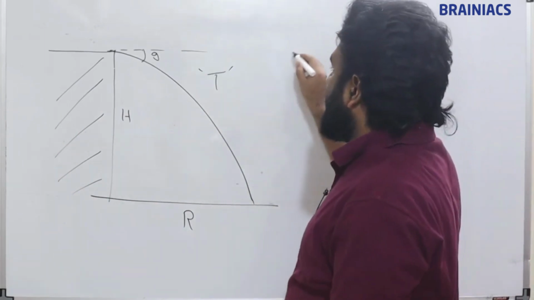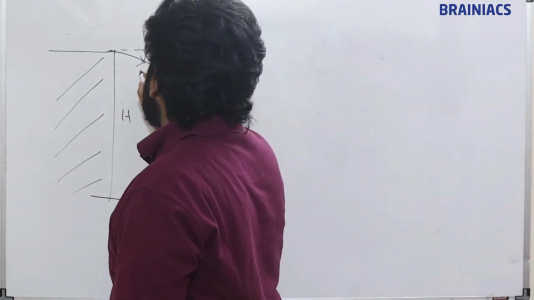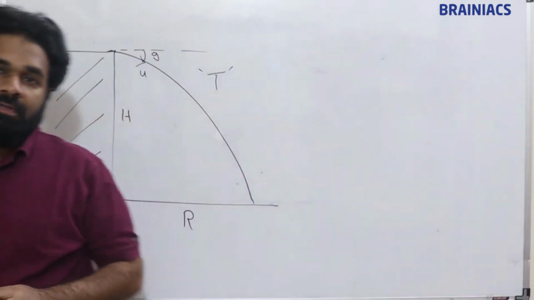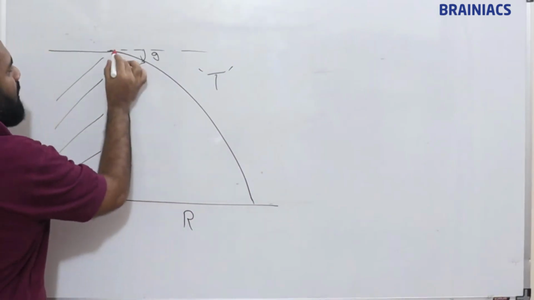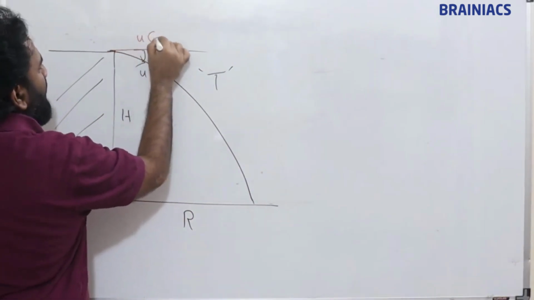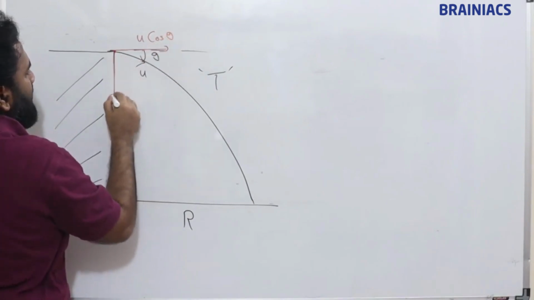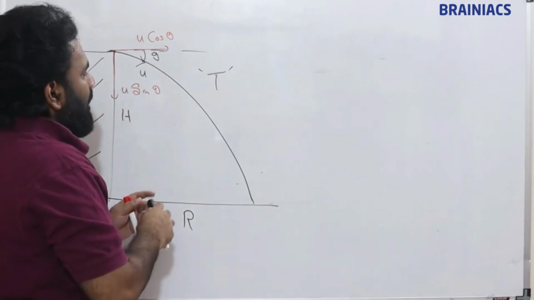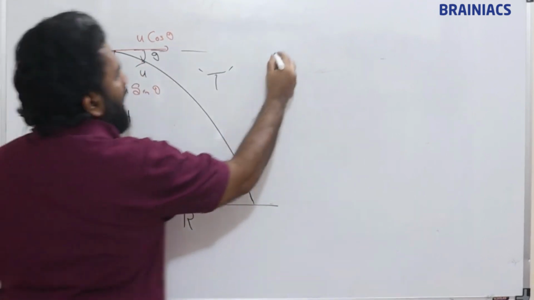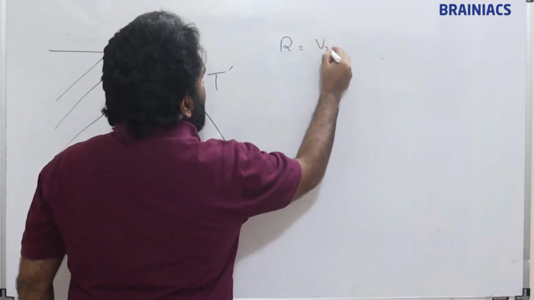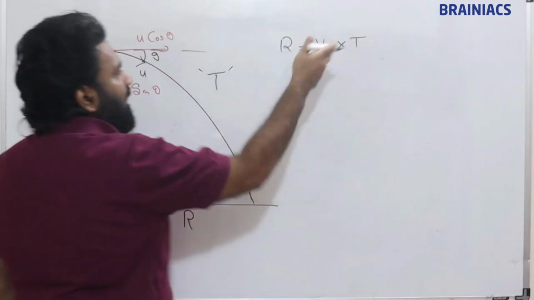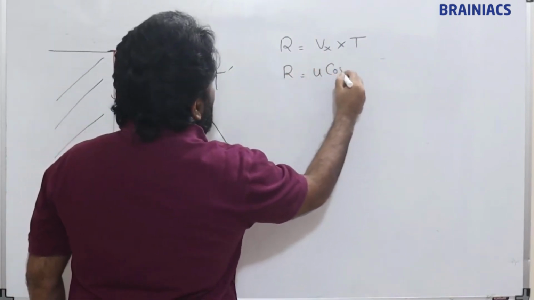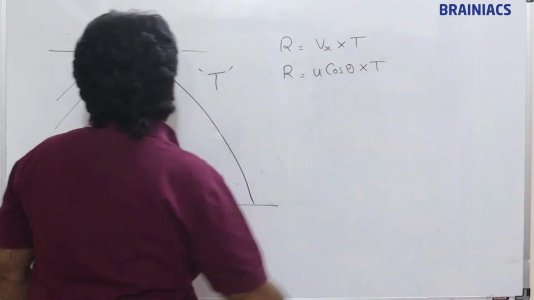The initial velocity is u at an angle theta, so we will have to resolve here because this is at an angle theta. So this is going to be u cos theta, and this is u sin theta. If we need to find r, it is equal to the velocity in the x direction into time t. So r is equal to u cos theta into t.